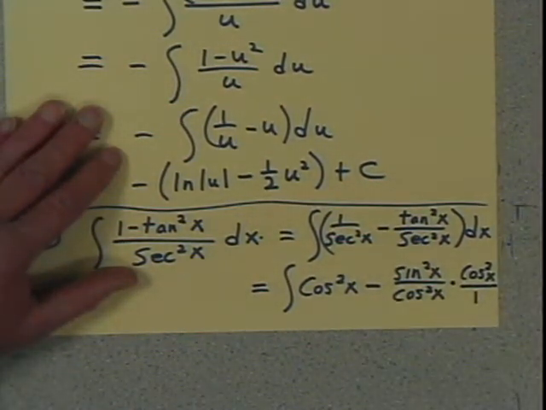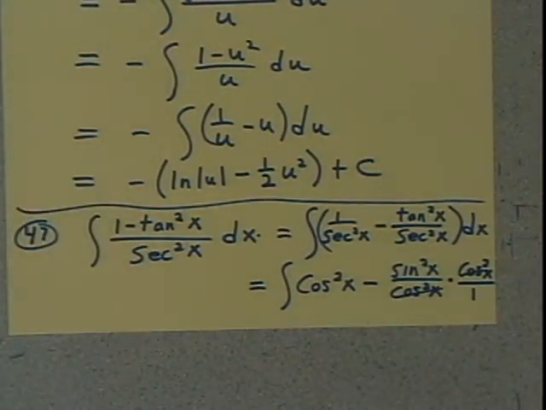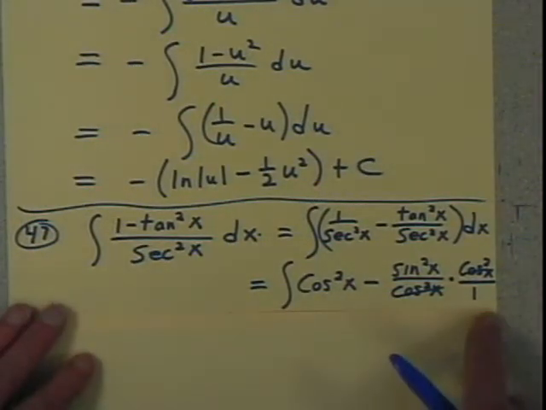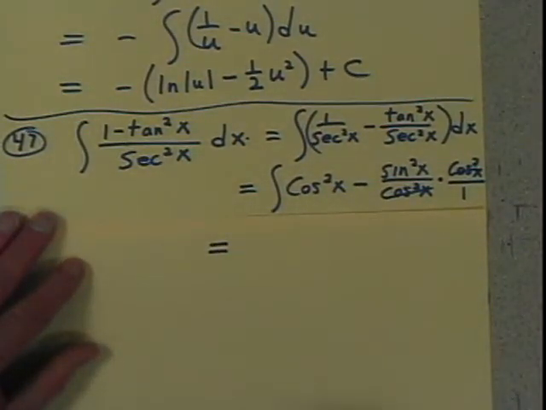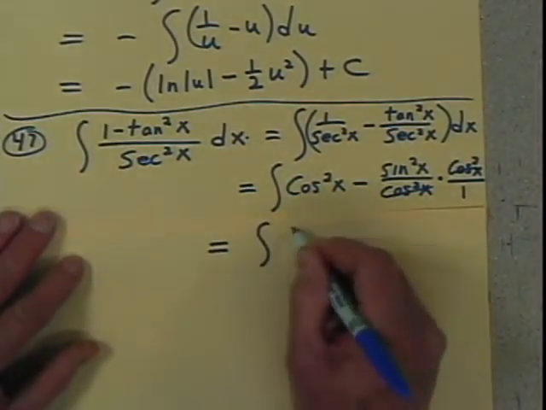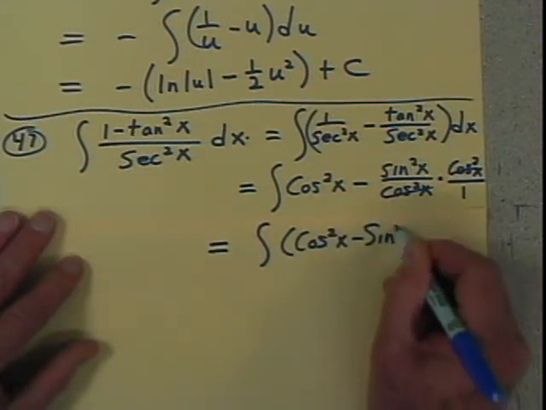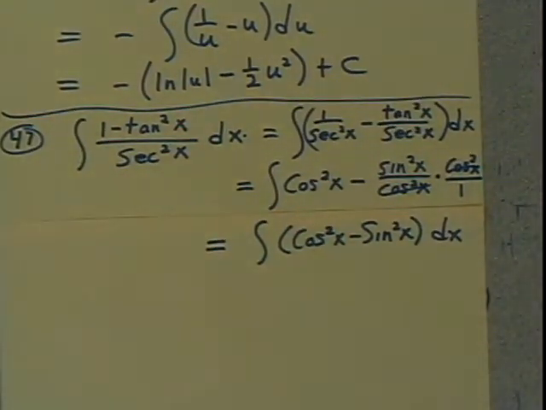Is that okay? I just wanted it to be clear what's happening. Okay, yes, before I get a ton of emails, I know I didn't write my dx, but I ran out of room. I'll try to plan better on the next line. So the net result is cosine squared x minus sine squared x dx. That's what I'm down to.